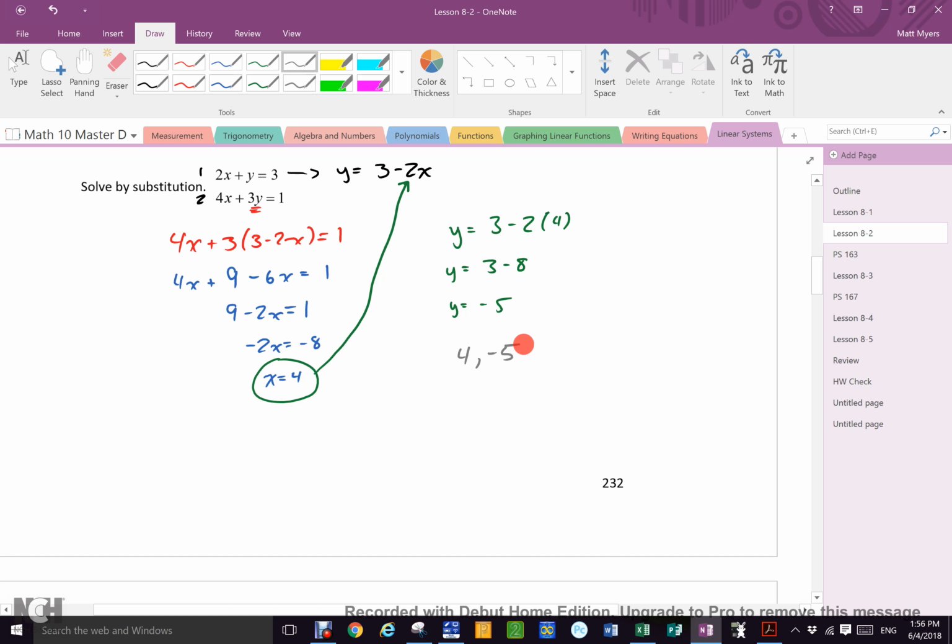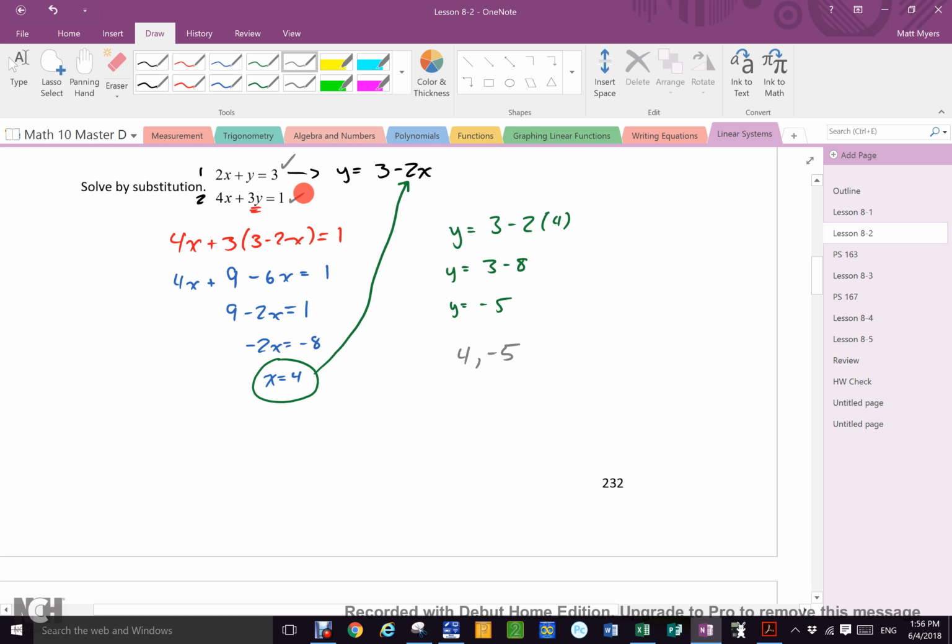What is the last thing I should do that all of you will refuse to do so you can get back to your phones? Check. What is 2 times 4? 8. What is 8 minus 5? 3. Are we correct? Yes. What is 4 times 4? 16. What is 3 times negative 5? Negative 15. Is 16 minus 15 1? Yes. So are we correct?